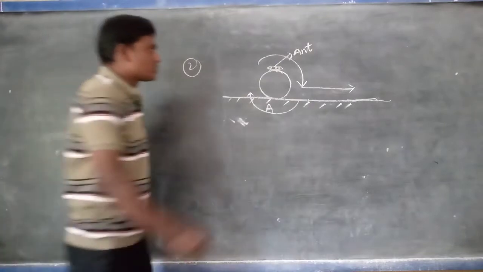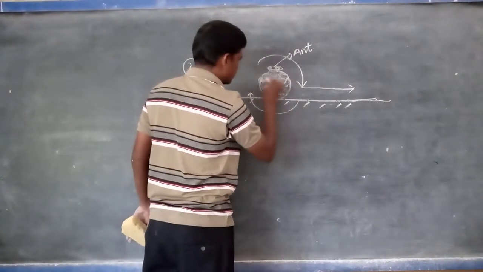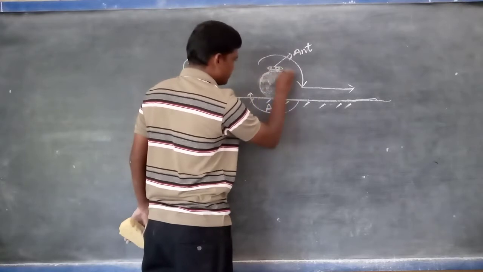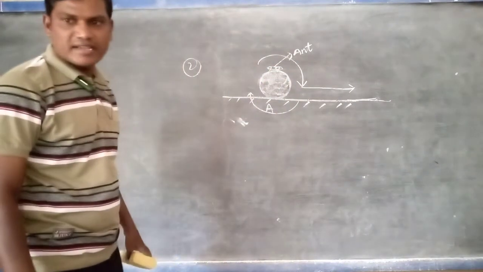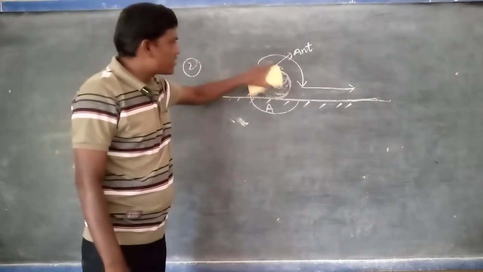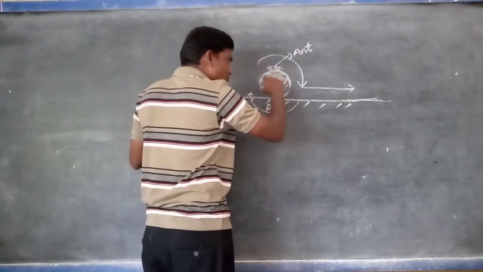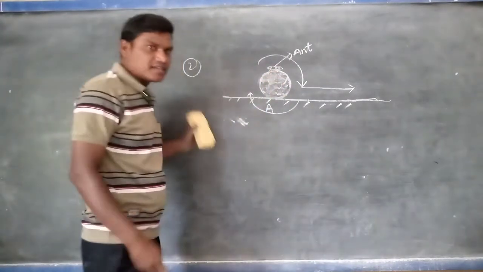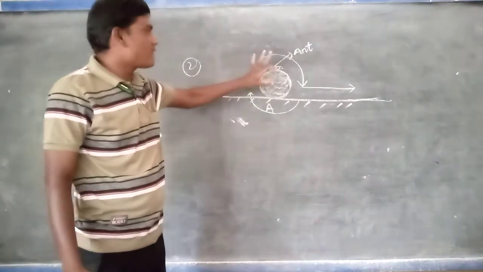So what is the question for us? An ant is moving on the surface of a spherical ball. Listen. Does the velocity of the ant change or not? Explain.